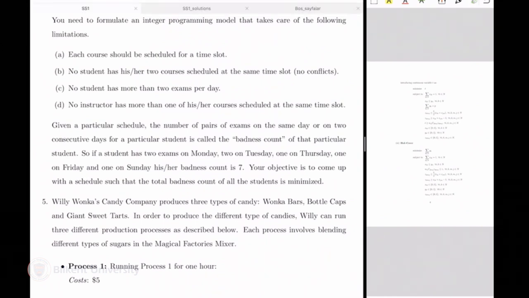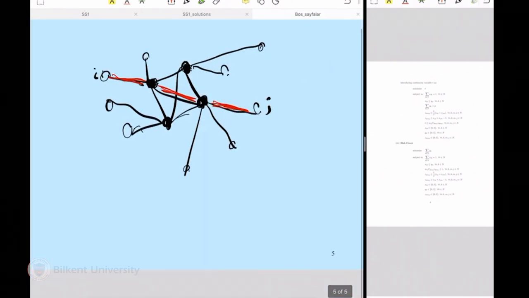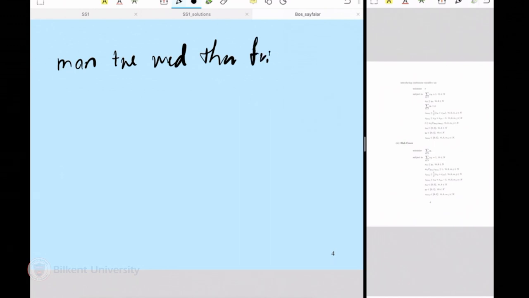So let's consider it. Monday, Tuesday, Wednesday, Thursday, Friday, Saturday, Sunday. So we are saying that 2 exams on Monday, 2 exams on Tuesday, 1 on Thursday, 1 on Friday, and 1 on Sunday. Right? I think that was the restriction.